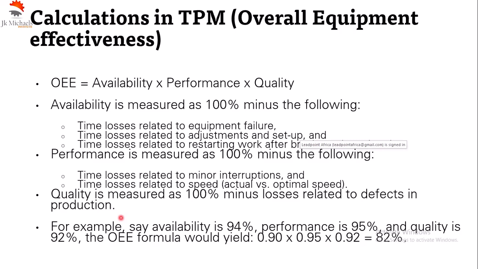So it's one of the major calculations in total productive maintenance, or TPM. OEE means overall equipment effectiveness. It measures how effective we are in using and managing our equipment. There are three variables that make up OEE. You could see it as a composite metric. In other words, there are three things you will measure and compound to get your OEE score.